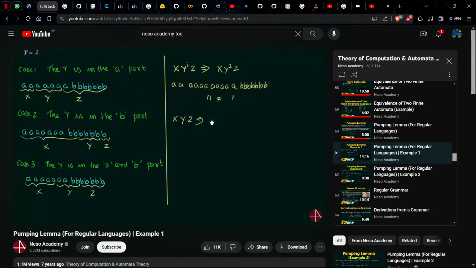Let me take x y raised to i z, and let me choose my i to be 2. So I have x y square z. And what is x? x contains 7 a's and 2 b's: 1, 2, 3, 4, 5, 6, 7, and 2 b's. And y. y contains 4 b's: 1, 2, 3, 4. And I have y squared. That means I repeat y once more: 1, 2, 3, 4. And then z. z is only 1 b.